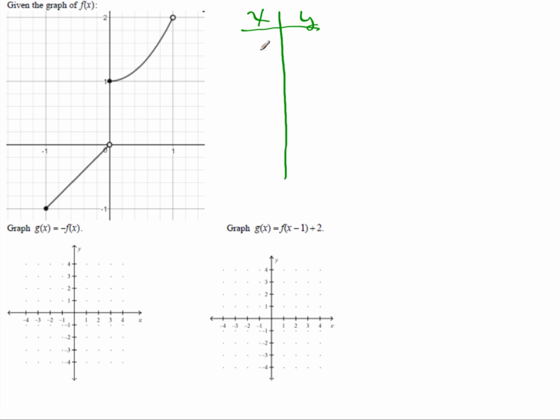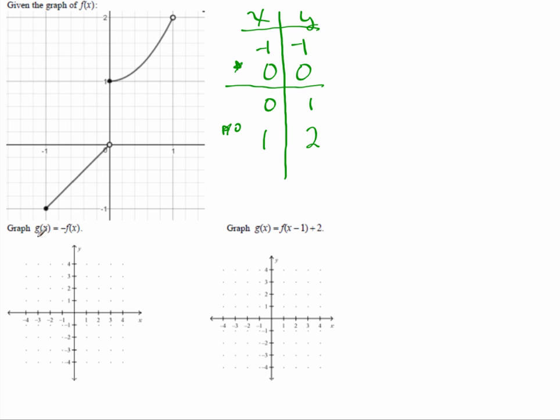So the first one is -1, -1. The second one is the origin. Now I'm going to put a little star here to remind myself that that is an open circle. That's the first branch. The second branch, x is 0, y is 1, and this one is 1, 2. And I put a little circle there because that's open. I could have put a star.